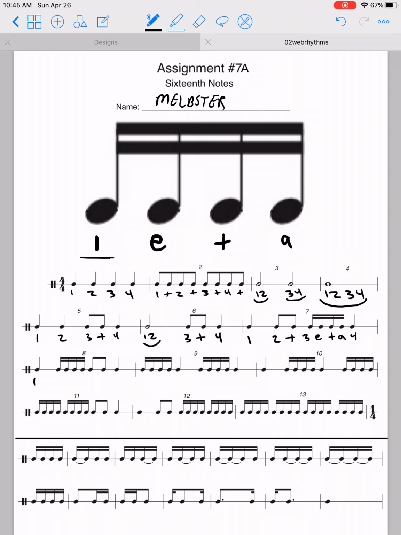Measure 8, the 16th notes happen starting on beat 2. Then we have 8th notes and a quarter note.